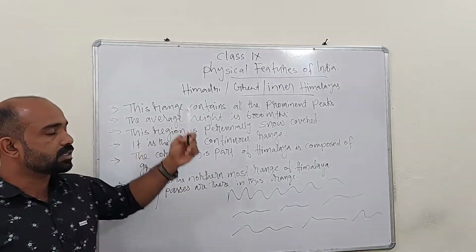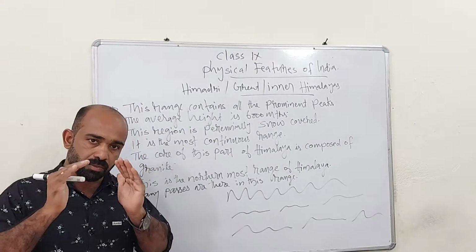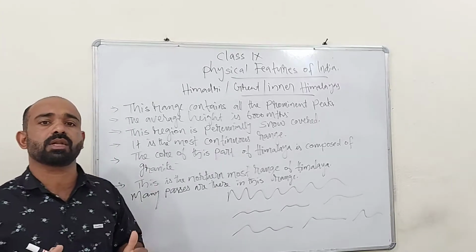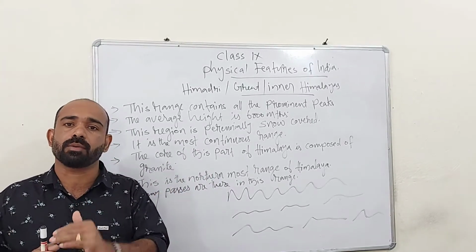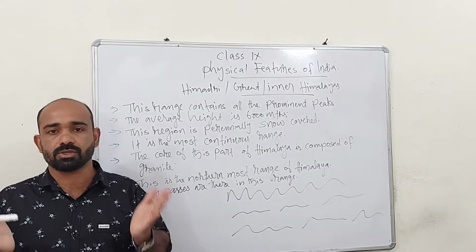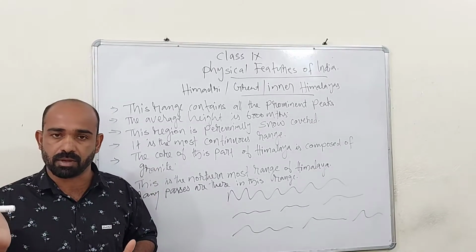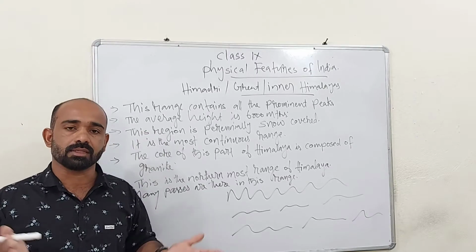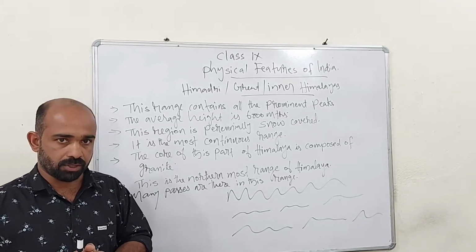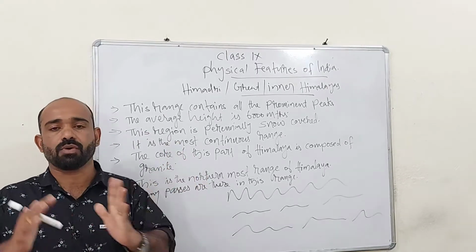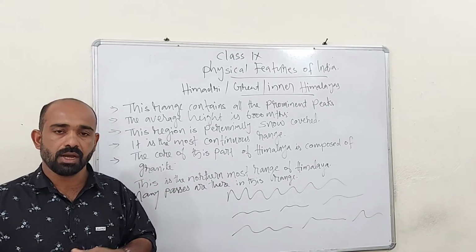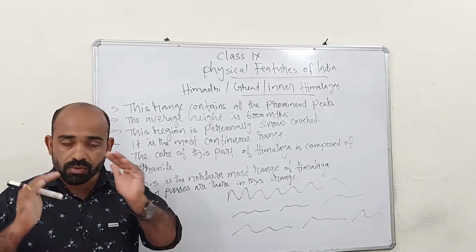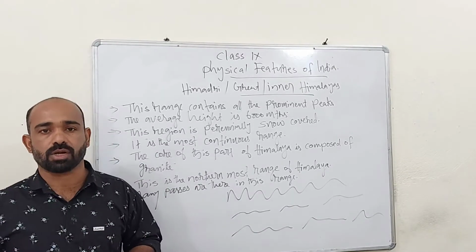Once again, this range, Himadri, is the northernmost mountain range of Himalaya, and this range contains all the prominent mountain peaks like Mount Everest, Godwin Austen, Kanchenjunga, Namcha Barwa, Gurla Mandhata, Nanda Devi, such kinds of mountain peaks. The average height of all the mountain peaks located in this Himadri is 6,000 meters. And this region is throughout the year, or perennially, snow covered.